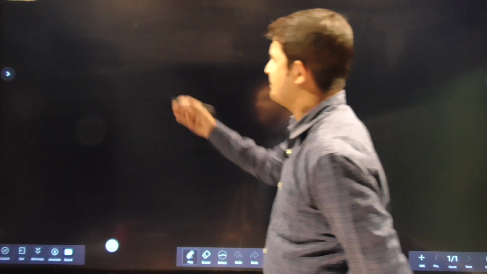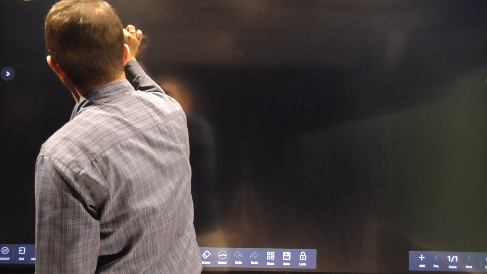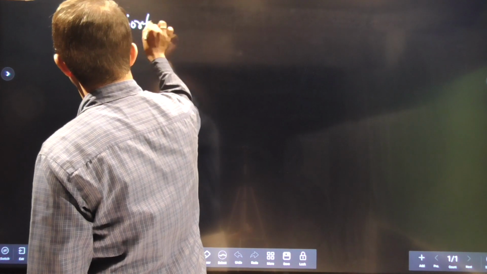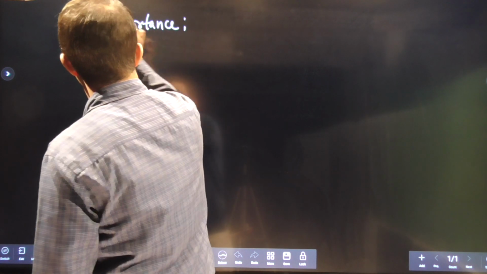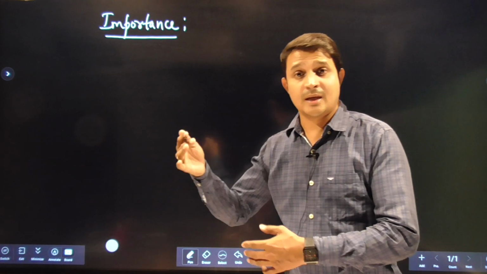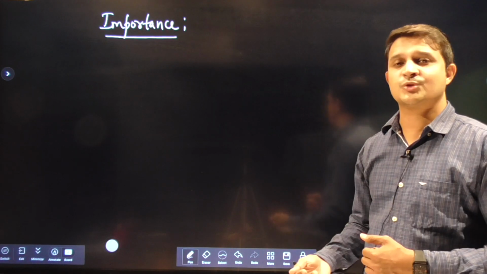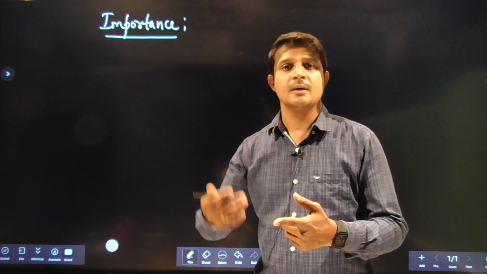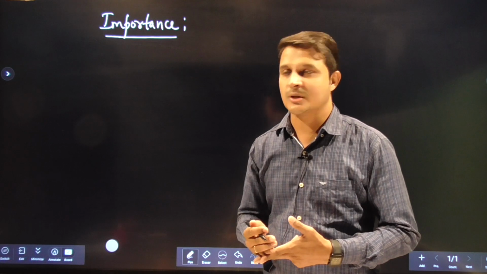some importances of chemistry. Importance. Now we said chemistry is a branch of science. So chemistry has sub branches associated with it: physical, inorganic and organic chemistry.